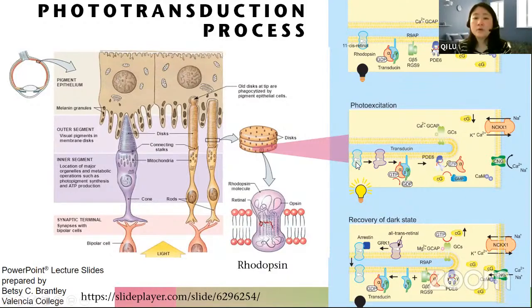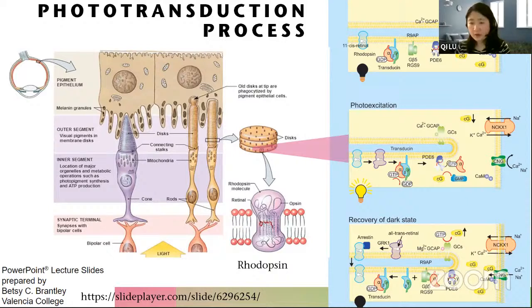11-cis retinal will capture a photon and change to all-trans retinal. The all-trans retinal will induce a conformation change in the whole rhodopsin, which then binds to transducin. Transducin is a G protein and it will get rid of GDP and bind a GTP, then dissociate from the beta-gamma subunit of the transducin. Then the alpha subunit will bind to phosphodiesterase, PDE6.